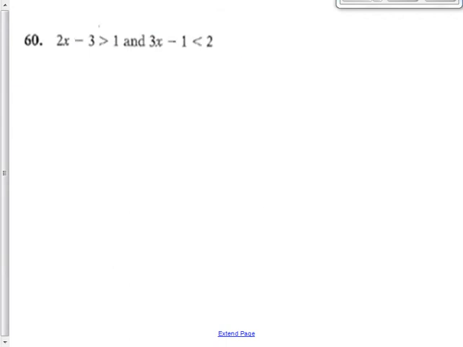So let's take a look at this one. Let's put that shade back on here. The left-hand side one is a nice friendly equation. I'm going to add 3 to both sides.